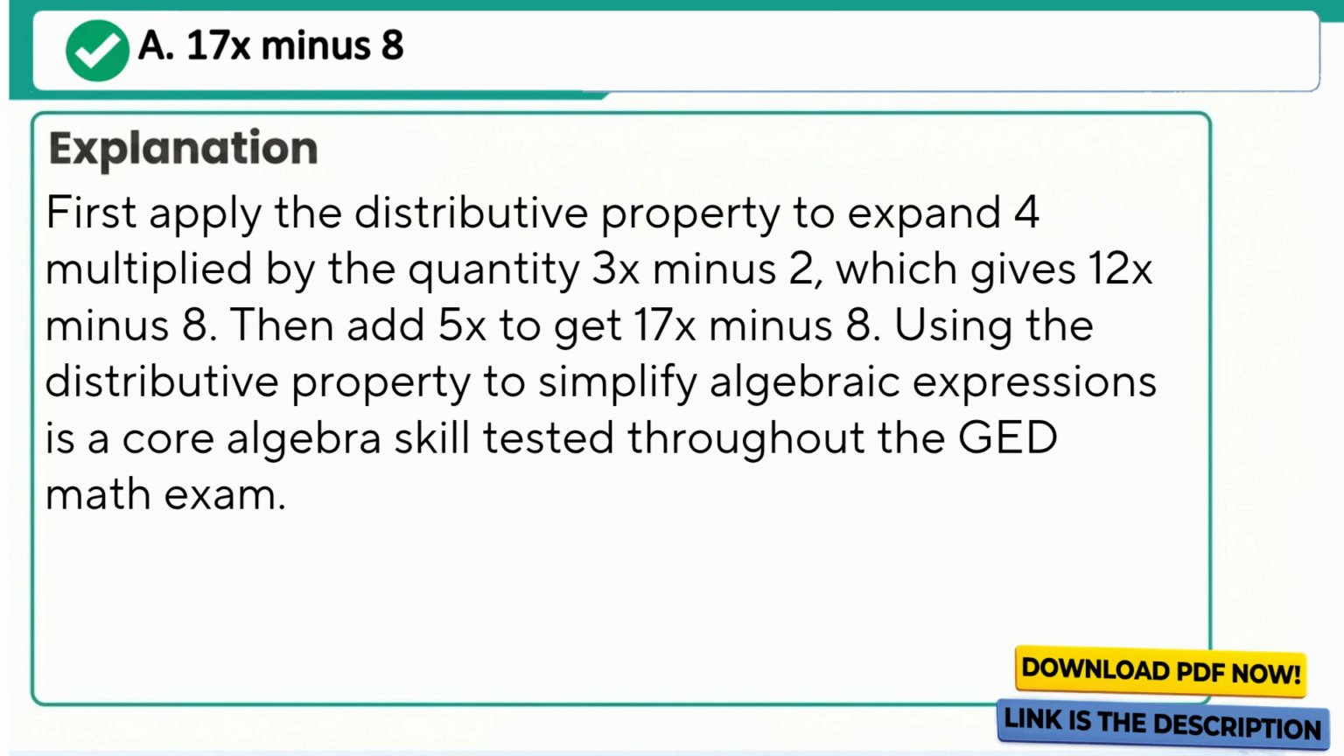Explanation. First apply the distributive property to expand 4 multiplied by the quantity 3x minus 2, which gives 12x minus 8. Then add 5x to get 17x minus 8. Using the distributive property to simplify algebraic expressions is a core algebra skill tested throughout the GED Math exam.